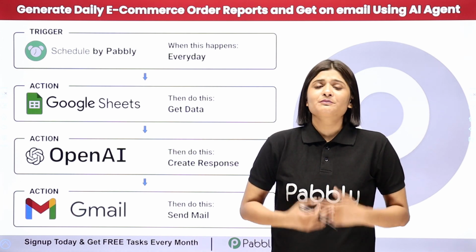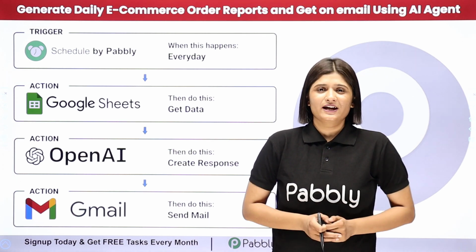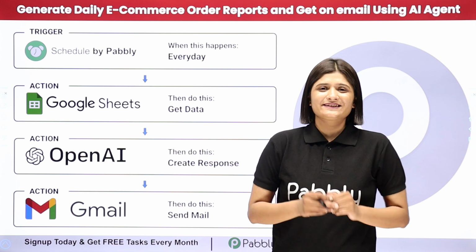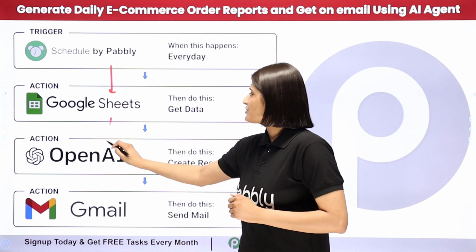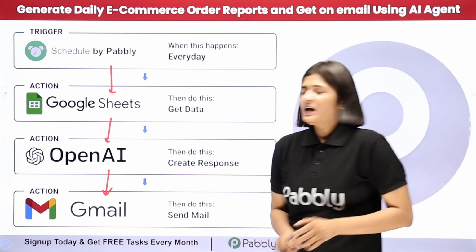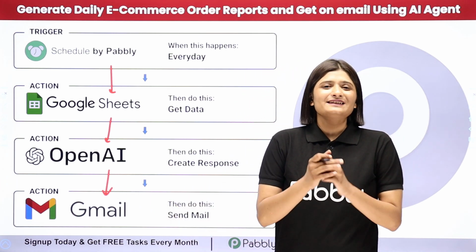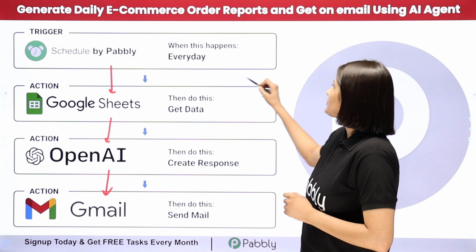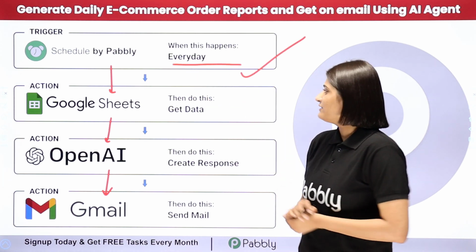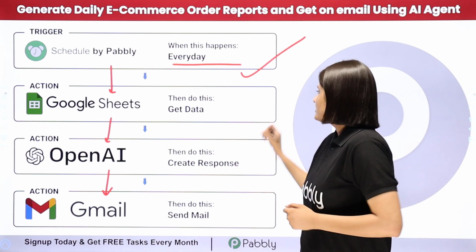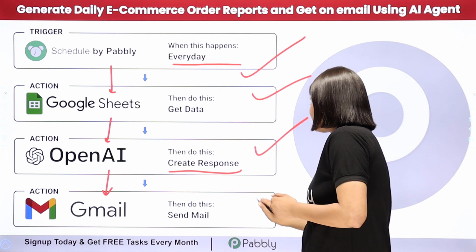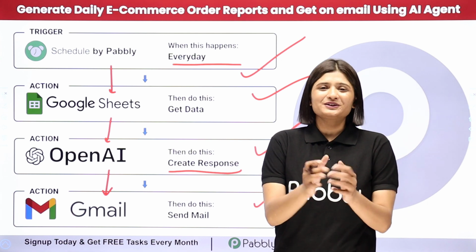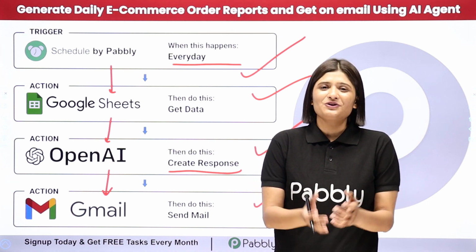Pabbly Connect is an amazing automation and integration software which requires no coding or programming skills. Here I just need to build a connection between Schedule by Pabbly, Google Sheets, OpenAI and Gmail. With the help of Pabbly Connect, I'm going to use the schedule to run this workflow every day, get the order details from my Google Sheets, generate the response with the help of OpenAI and send that via mail. Now, if you want to learn the step-by-step process, then let me take you all to my screen.